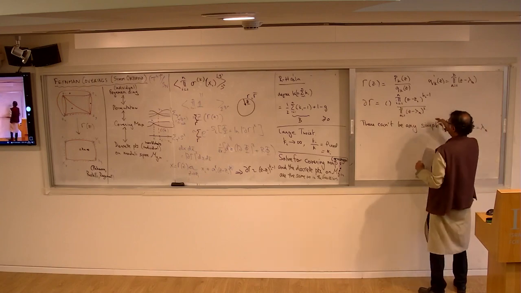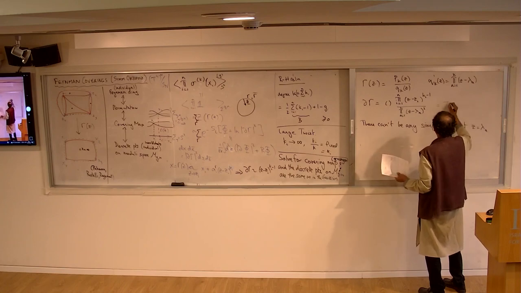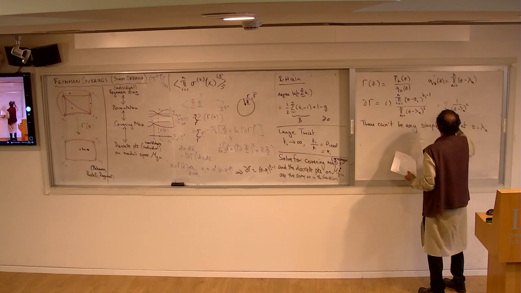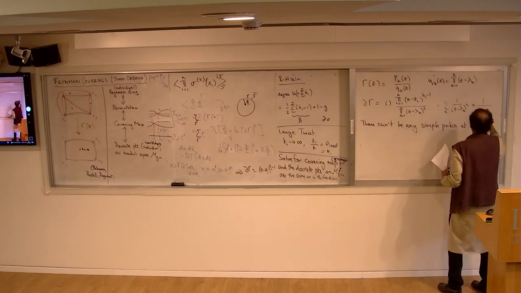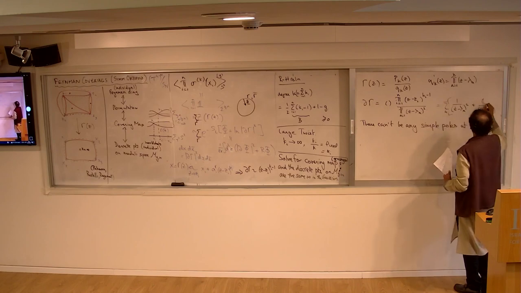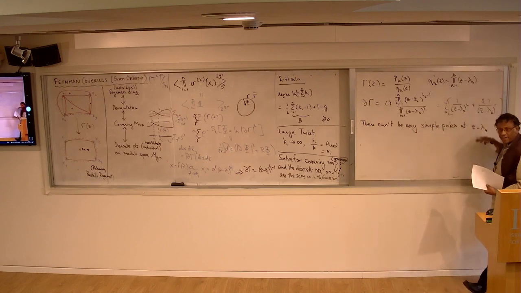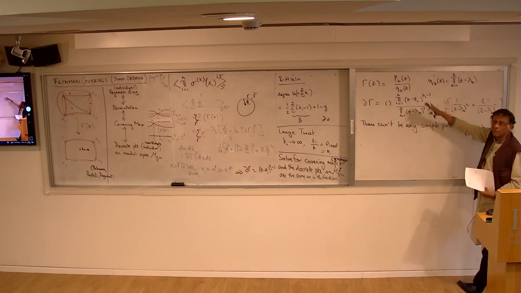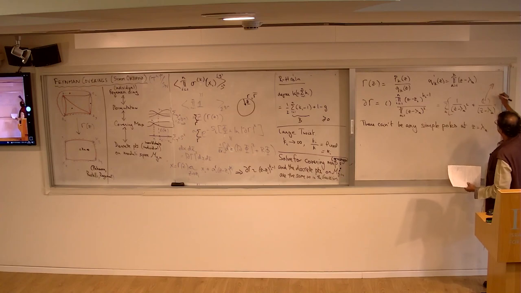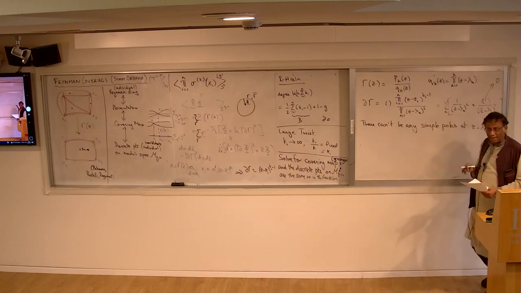Why? Because this certainly has terms which have double poles. But in general, you would expect it will also have a single pole, right? You can't have that because if you were to integrate this, you would get a log, and you know that the original thing doesn't have a log, it's a rational function. So this coefficient must be equal to zero for each lambda A.